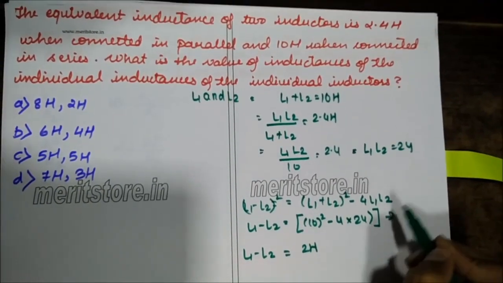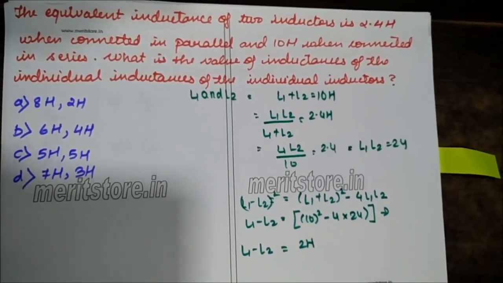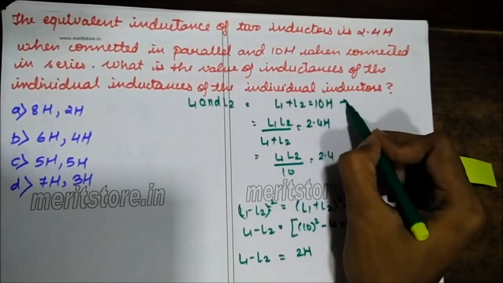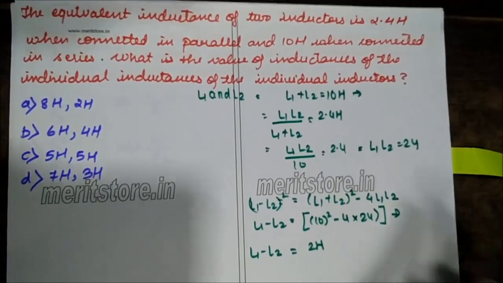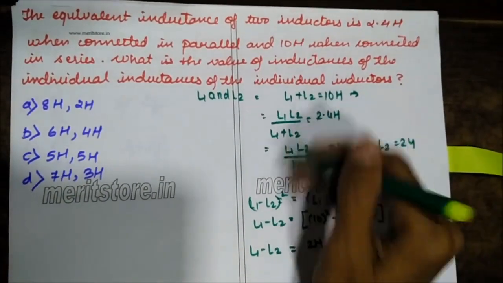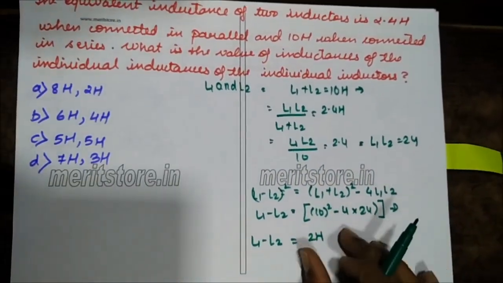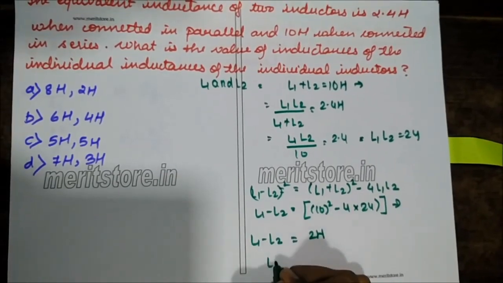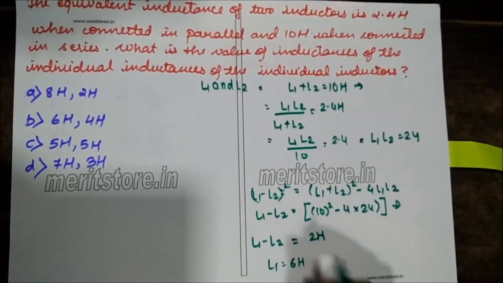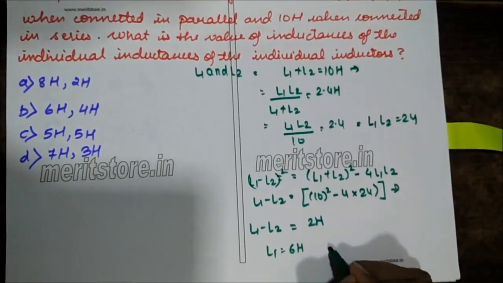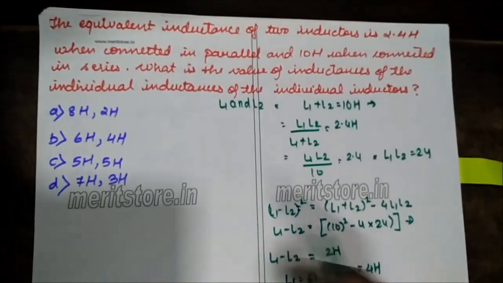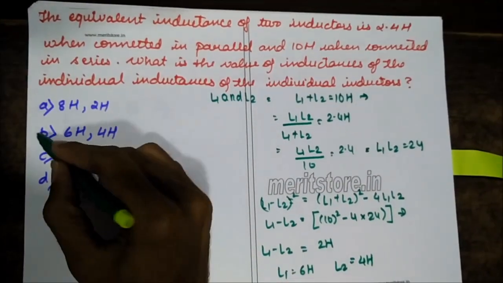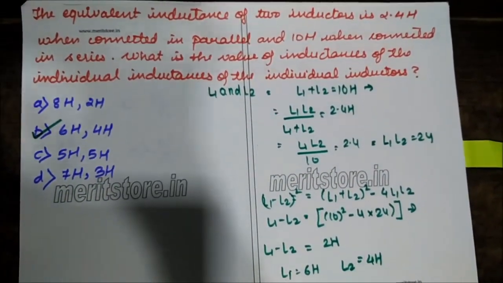On solving this equation with the first equation, L1 plus L2 equals 10 henry and L1 minus L2 equals 2 henry, adding them, L2 gets cancelled and the value of L1 is 6 henry. If we substitute this L1 in either of the other two equations, we get the value of L2, which equals 4 henries. So the values are 6 and 4, that is the correct option.